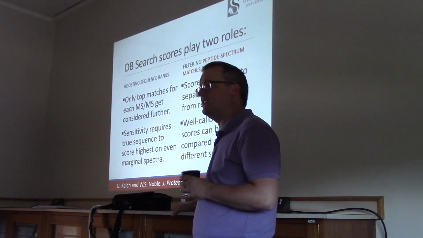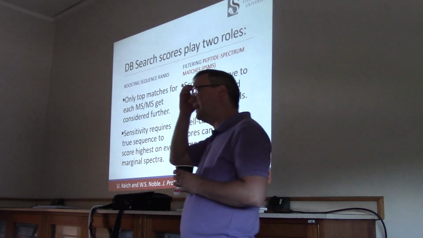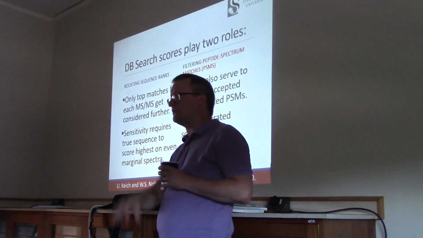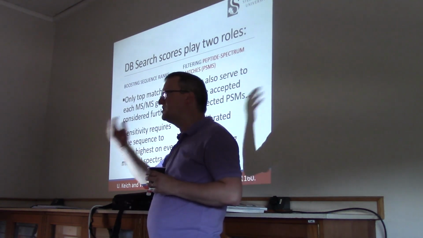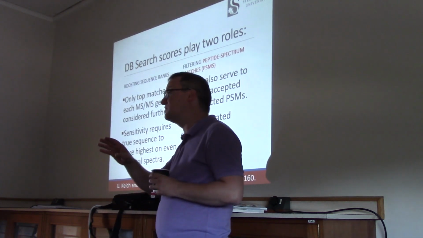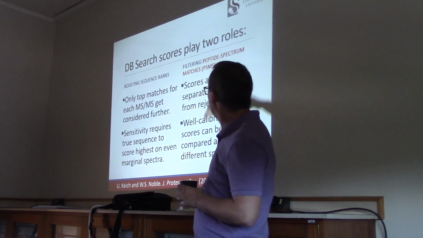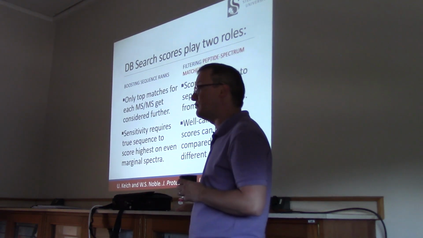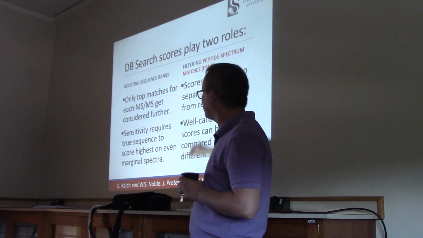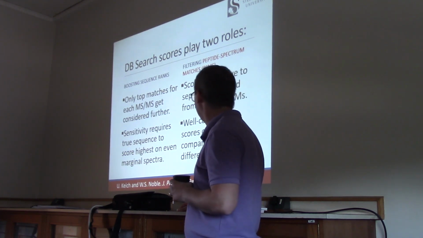In the second case, we're going to use it across spectra. We're going to say, of all of the spectra that we identify to some sequence or another, which ones do we trust and which ones don't we trust? That's this application on the right. We want to filter our peptide spectrum matches to include just those that are real and exclude those that are not. All right.